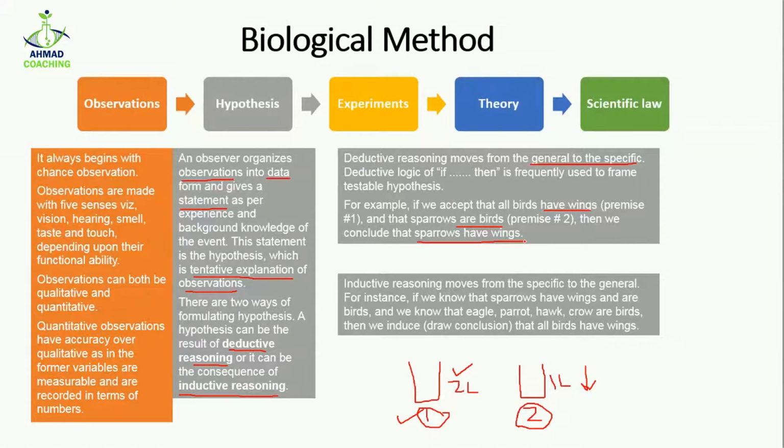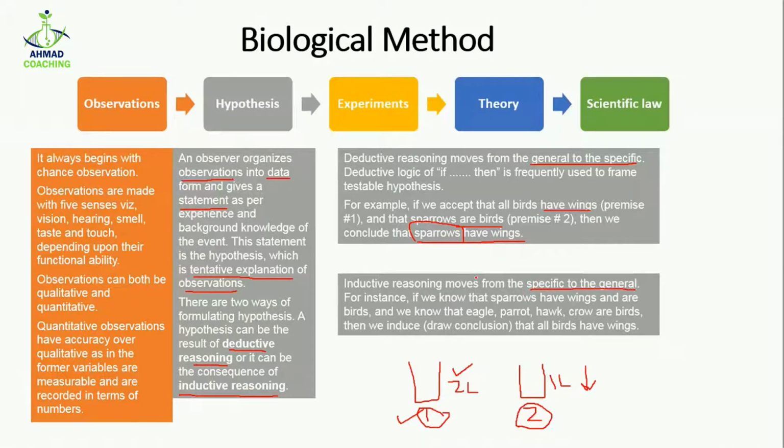So this is if from the general observation you went to the specific. You have seen all the birds which are generally flying, and then you went towards the sparrow which is specific. So in deductive reasoning we go from the general to the specific, while in the case of inductive reasoning, we move from specific to the general.